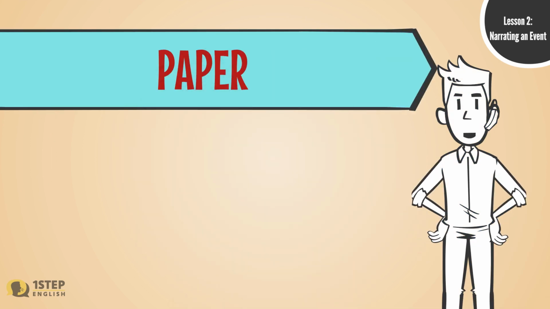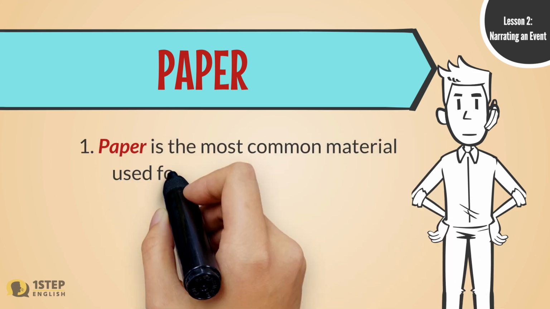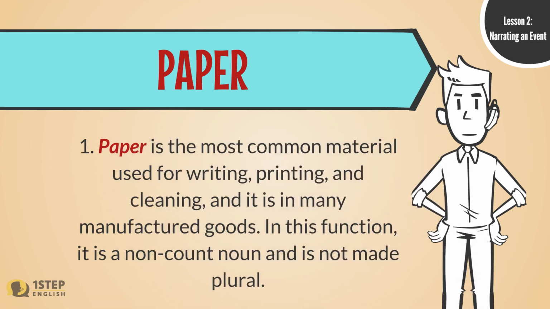Paper. Paper has a number of meanings. 1. Paper is the most common material used for writing, printing, and cleaning, and it is in many manufactured goods. In this function, it is a non-count noun, and is not made plural.